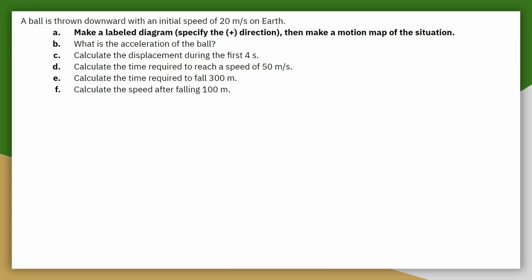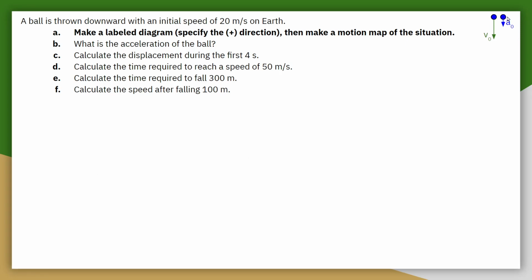For part A, I'm going to say that my positive direction is upwards, my downward direction is negative. I'm going to be starting off with the motion map on the top right of the screen. The position of the ball is going to be indicated with that blue circle. Attached to the blue circle is a green arrow labeled V0. That is the starting velocity. Because we have an initial downward velocity of 20 meters per second, I already have a downward facing velocity vector.